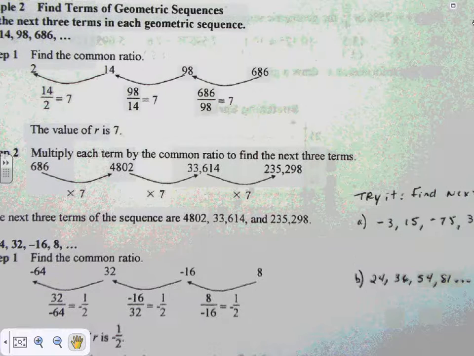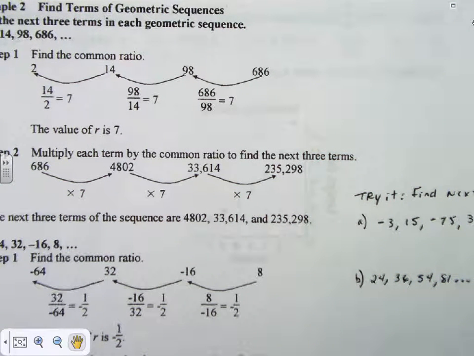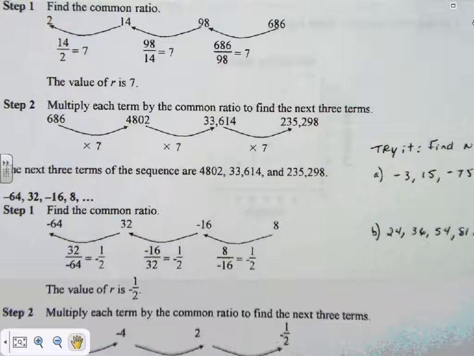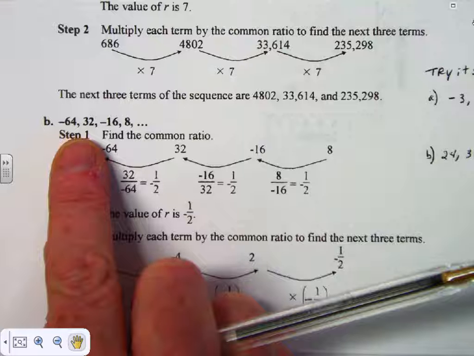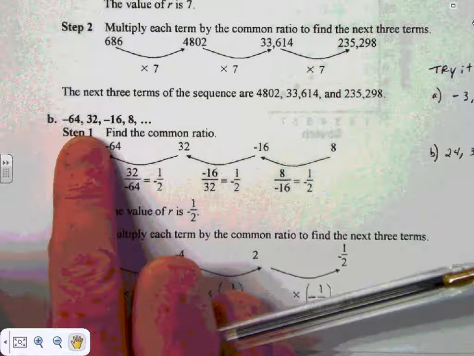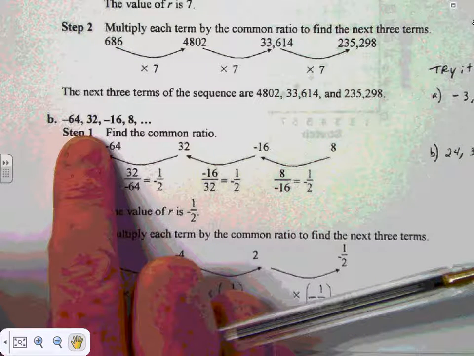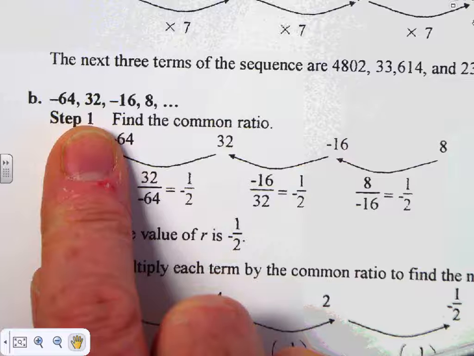Okay, let's look at the next example. Did everybody see that was pretty easy to just multiply by whatever it was? Your calculator's going to get a lot of work. But what's different about this problem? What do you notice? There's two negatives and two positives. Okay, it's alternating negative, positive, right?